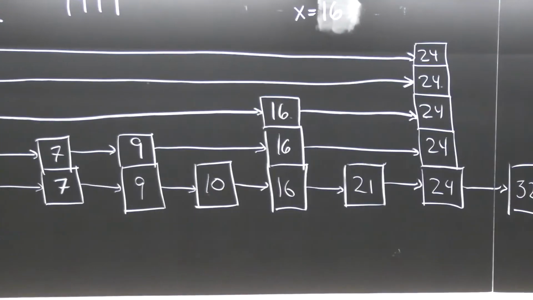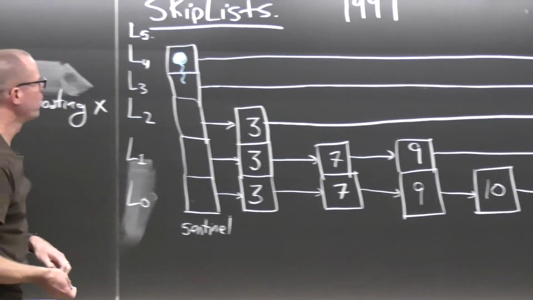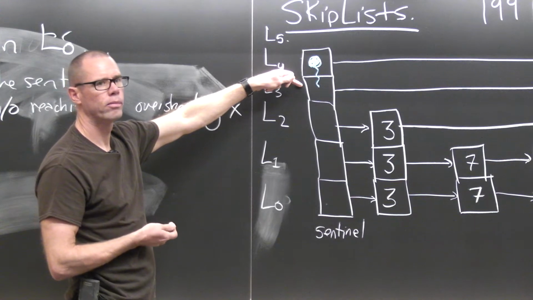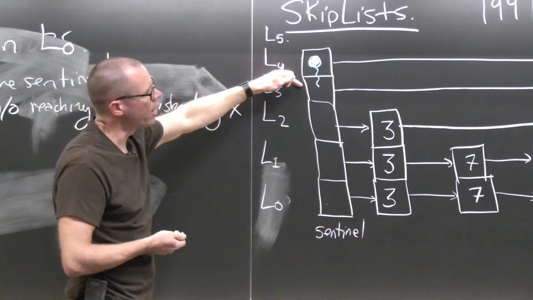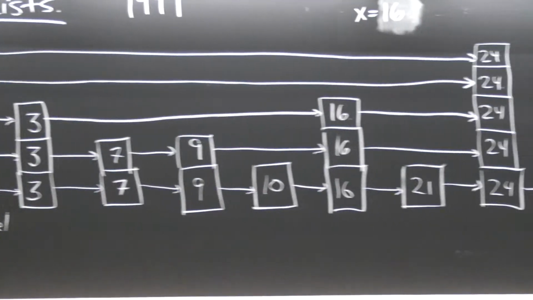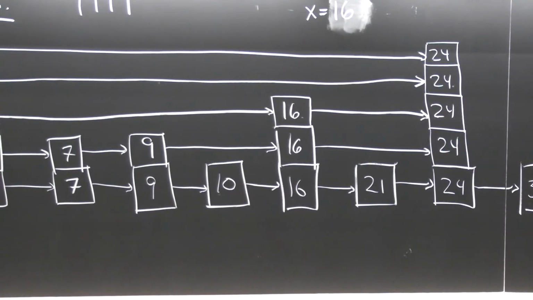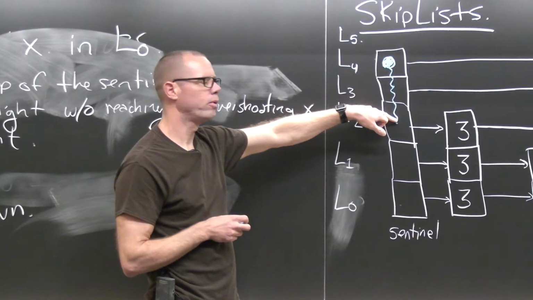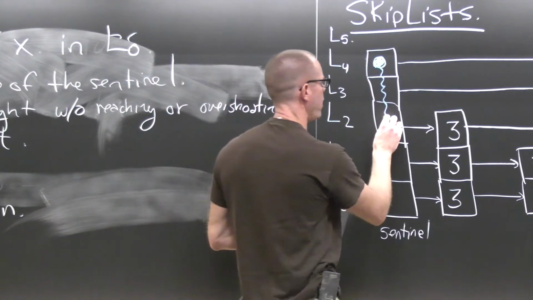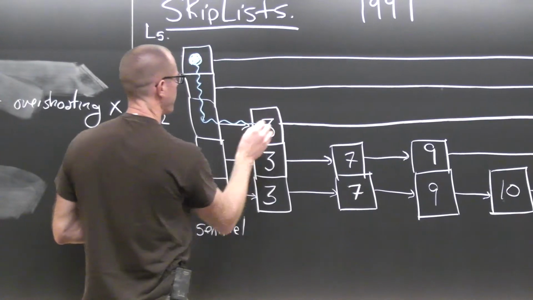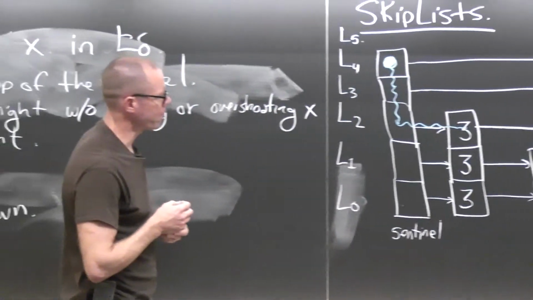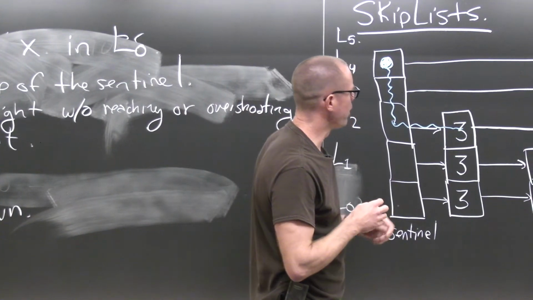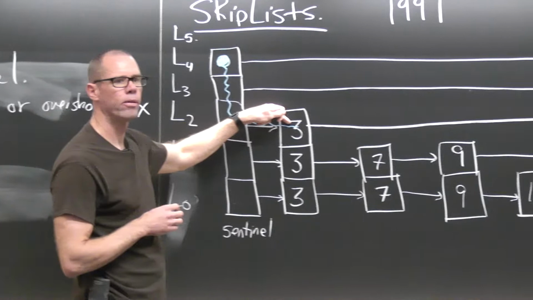So the search path proceeds down one step. From here, do we go right or go down? It's the same thing. We would overshoot 16 if we went to the right, so we go down. From here, do we go right or do we go down? We go to the right, because we can step to the right to 3. That doesn't overshoot 16 or reach it. So now, do we go right or down?